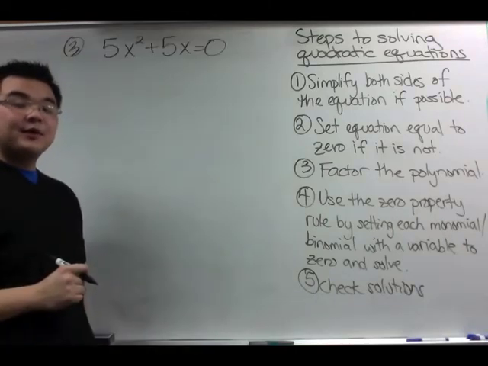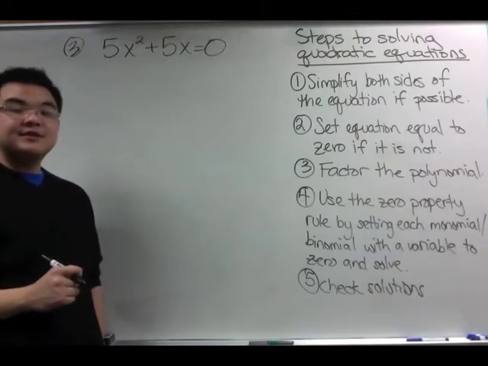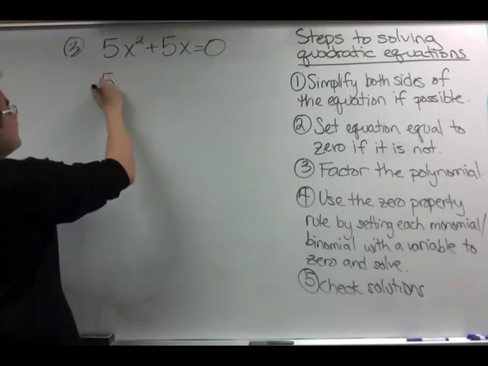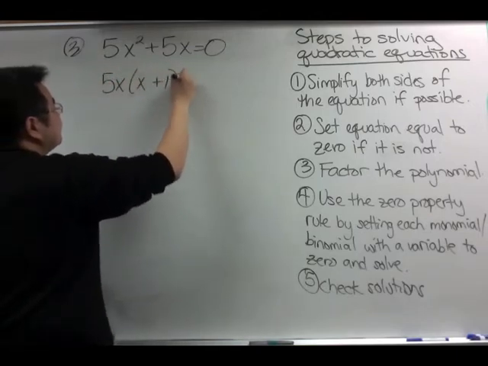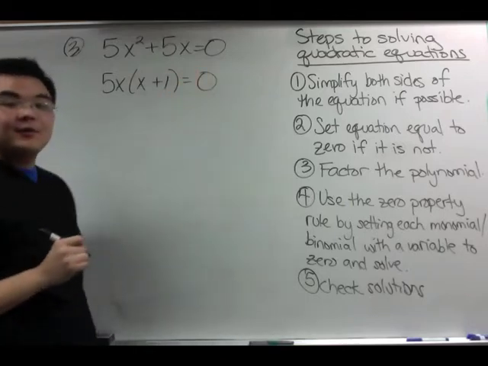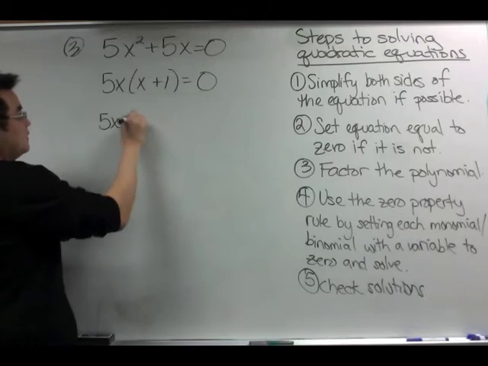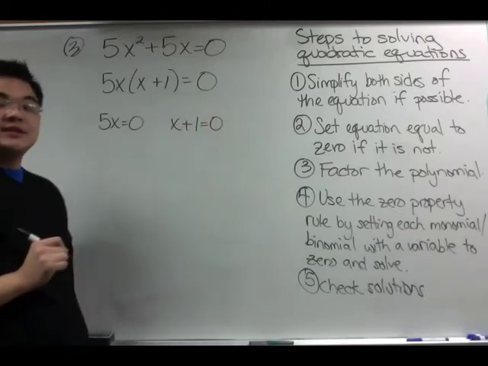Next example, we are going to skip the first step and the second step, and we're going to proceed to factor the polynomial. To factor the polynomial, we're going to factor out the GCF 5x. Now we're going to set the monomial of 5x equal to 0 and x plus 1 equal to 0 using the zero property rule.